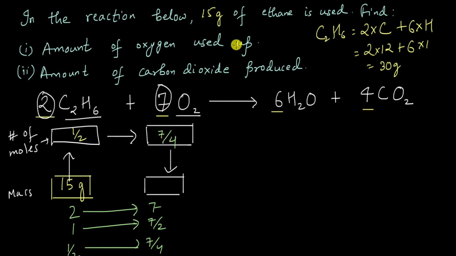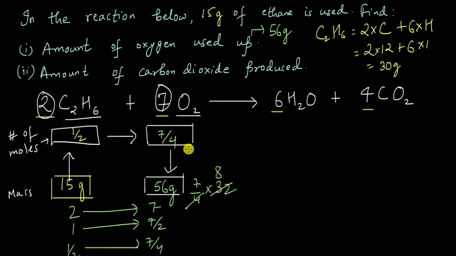And to find the amount now, all that we need to do is convert this number of moles into mass. So what is the mass of 7 by 4 moles of oxygen? That is 7 by 4 times the molar mass of oxygen, which is 32, because there are 2 atoms. So 16 plus 16, 32. This gives me 7 into 8, that is 56 grams. And that is our answer for the amount of oxygen. 56 grams of oxygen must have been used.